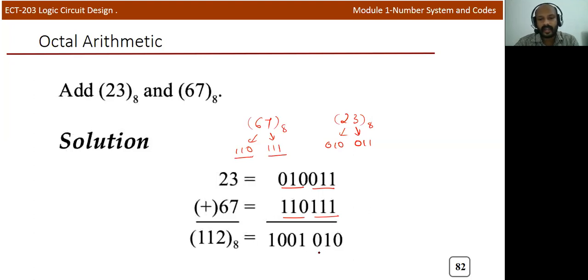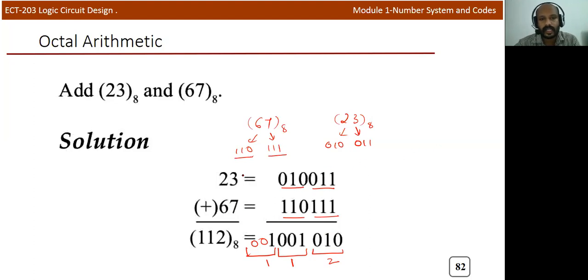After the binary addition, you will get some binary sequence. Now again we need to group it as 3 bits. So if you write this, this is 2 and this is 1, and finally there is a single 1, so we need to add two more zeros here, so you can see 1. So 112 will be the answer. I think this is an easy method to perform octal addition.